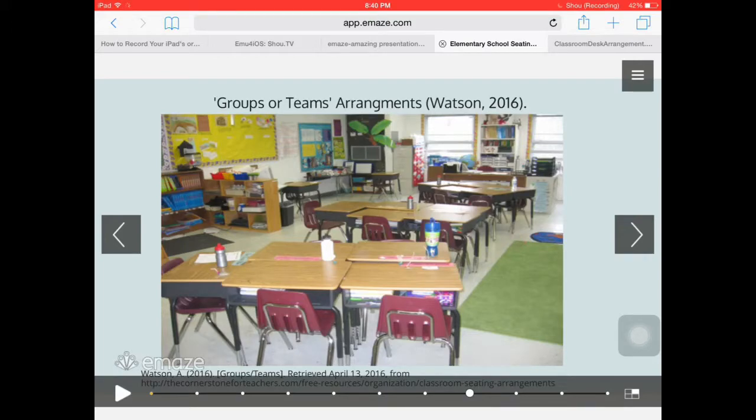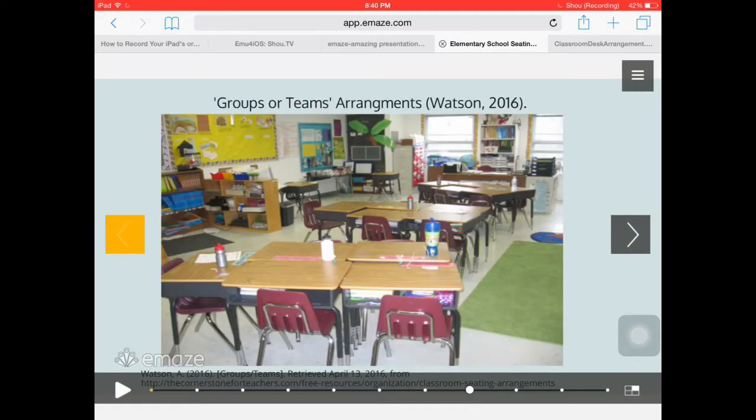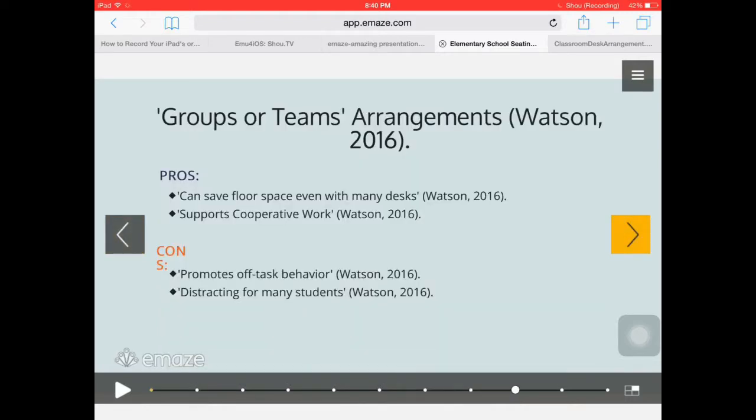And some pros and cons are listed right here from her, and she explains that it can save a lot of floor space, even with many desks, which is very helpful. But she also explains that it supports cooperative work. So as you can see here, students can work easily together. They can easily, because they're facing each other. Their groups are not across the room. They're literally in the seating arrangement, so they can easily work on a project together. And they can turn their bodies to the front too, which is also helpful.